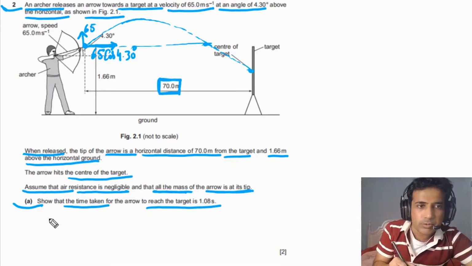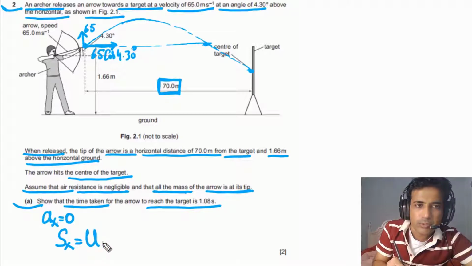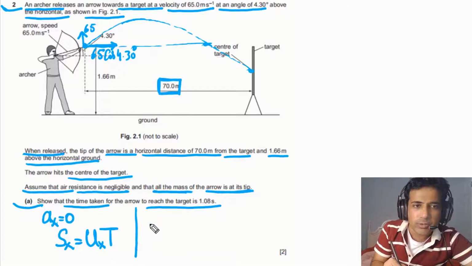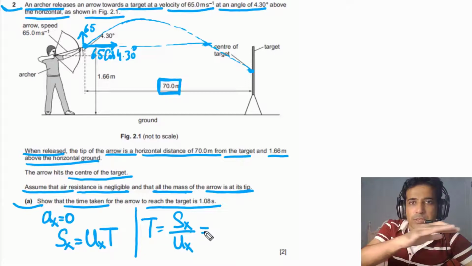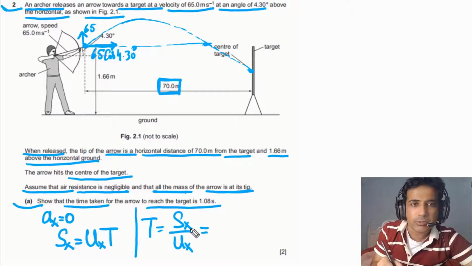Horizontal displacement is given, and it is also given that there is no air resistance. It simply means that there is no acceleration along the horizontal, so a_x is equal to 0. We can say that horizontal displacement, s_x, is equal to u_x times t, the total time taken. We need to calculate the total time taken, so t equals horizontal displacement divided by the horizontal component of initial velocity, and that component stays constant all the time. Now we need to plug in values.